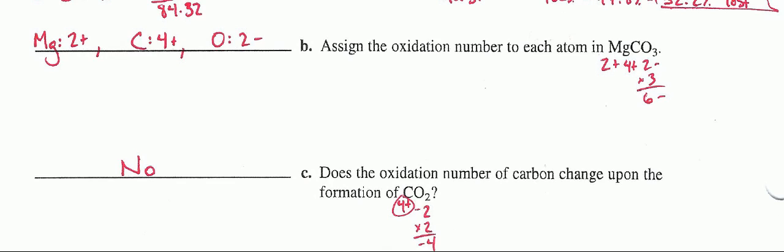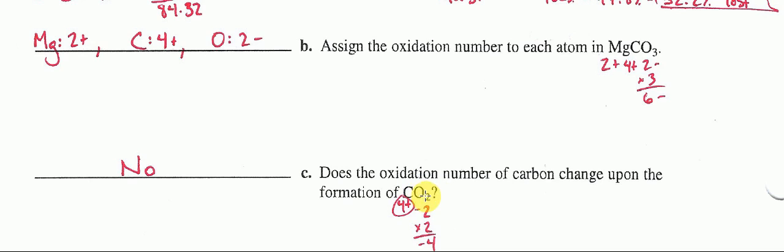And we'll finish up with part C. Does the oxidation number of carbon change upon the formation of CO2? So when we actually go from the original sample, magnesium carbonate, and turn the carbon into carbon dioxide, is the oxidation number changing? Well, let's figure out what it is in carbon dioxide and we'll compare the two values.